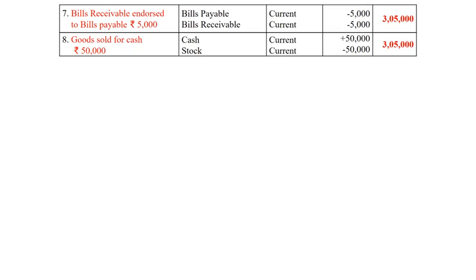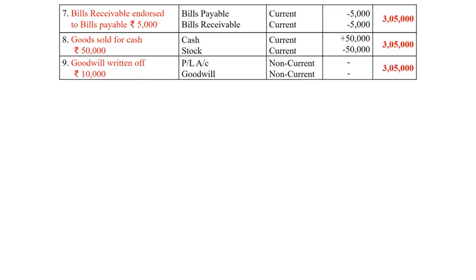Then goods sold for cash 50,000. The two accounts involved here are cash and stock. So both are current assets. I need not explain this; you already have three items discussed above. So no change in working capital.